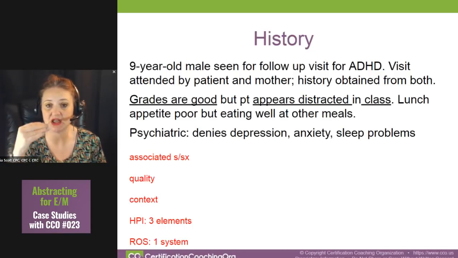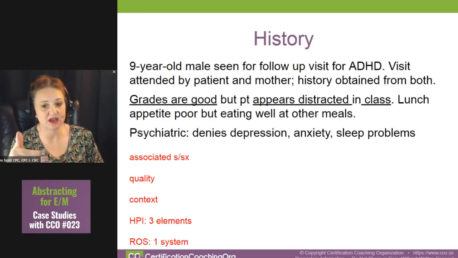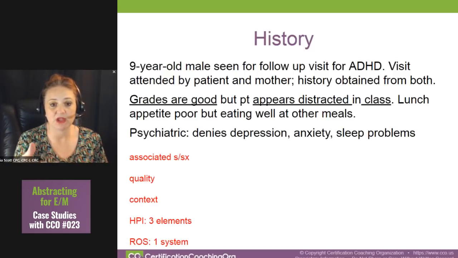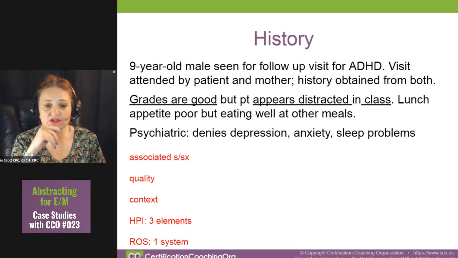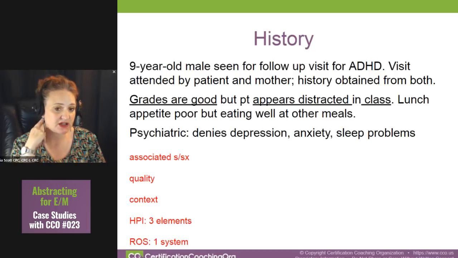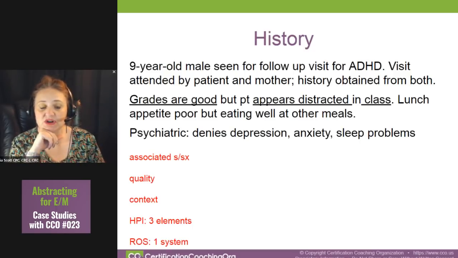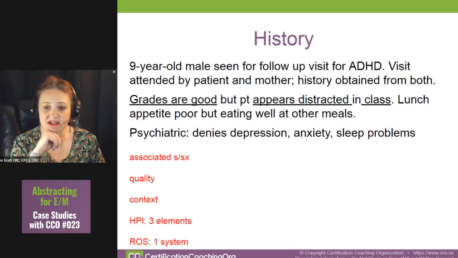That establishes a lot about the patient: that the patient is a good historian and is able to establish credible answers. Okay, so it goes on to say grades are good, but patient appears distracted in class, lunch appetite poor, but eating well at all other meals. Then the psychiatric component denies depression, anxiety, or sleep problems. So what are our associated signs and symptoms?